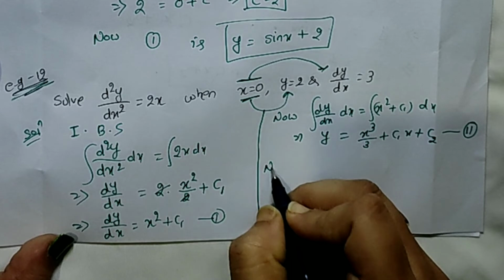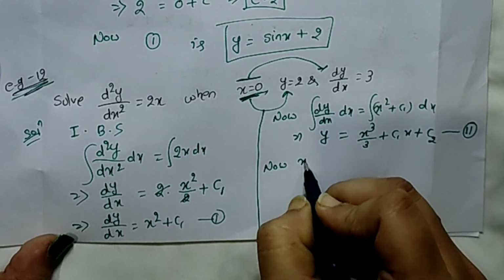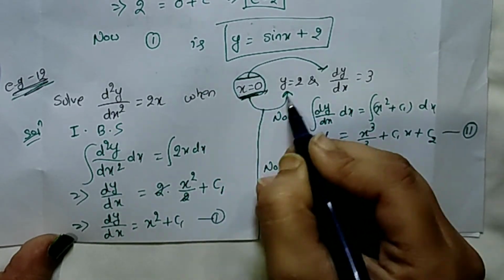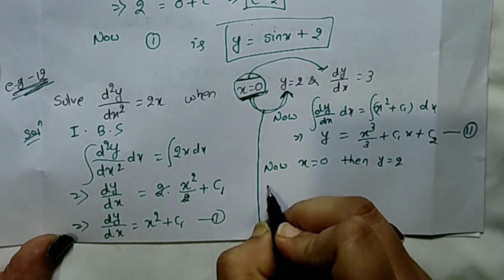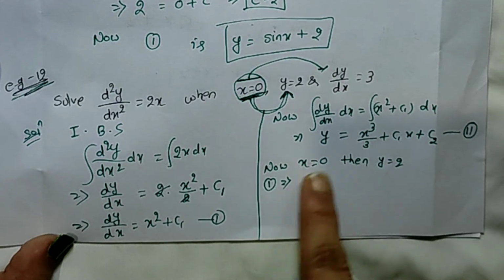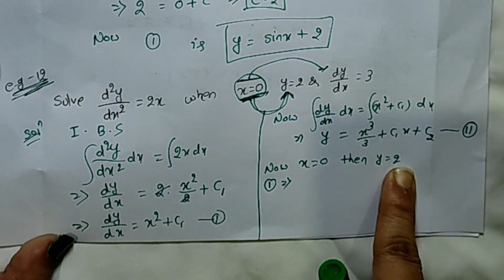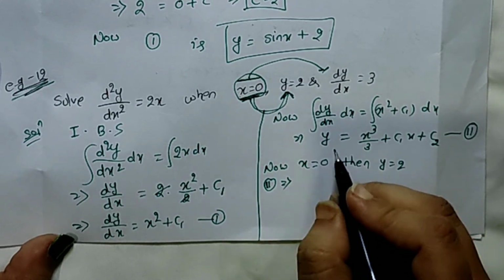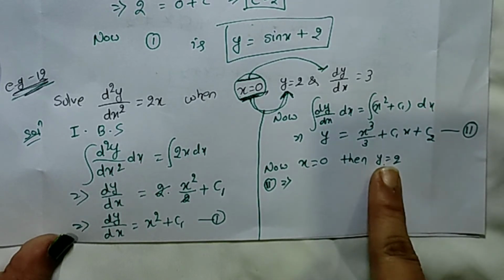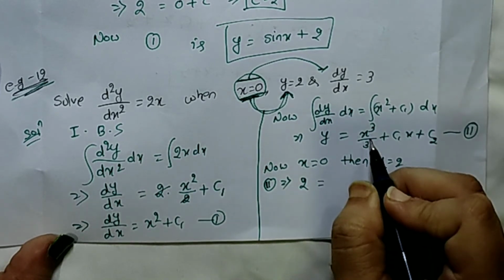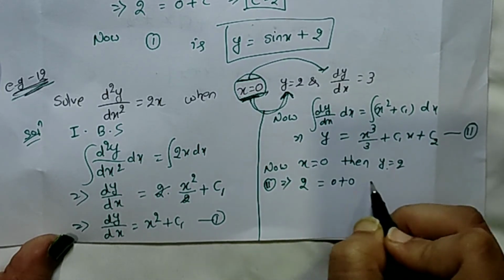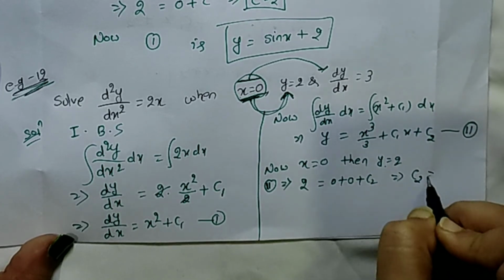Now what is the condition? When x is equal to 0, then y is equal to 2. So in equation 2, let us put x is equal to 0 and y is equal to 2. So 2 is equal to, since x is equal to 0, this term is 0 and this term is 0, only c2 will exist, which implies that c2 is equal to 2.